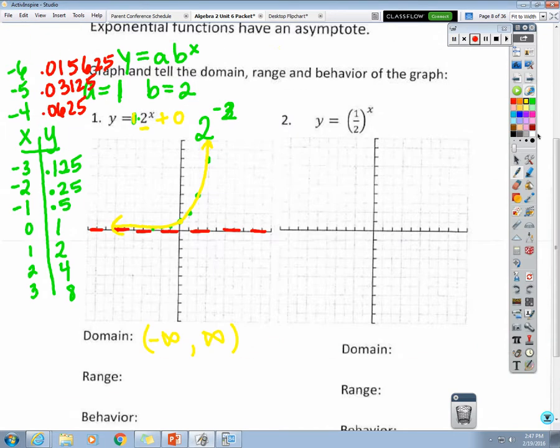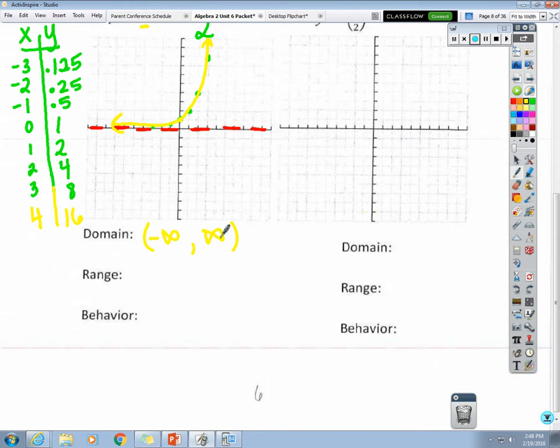But we didn't plot every point there is. Try the 4 on this end. What is 2 to the 4th power? 16. So you could go over 4, up 16. And as it's going up, isn't it also slowly going right as well? So as you go up, you're also going right forever.